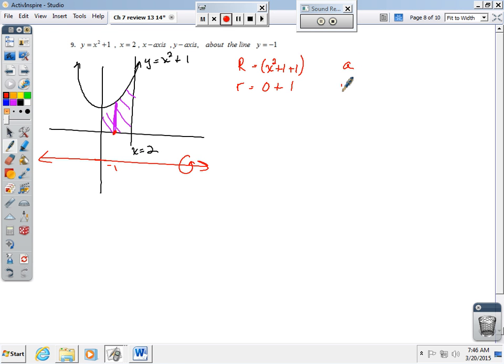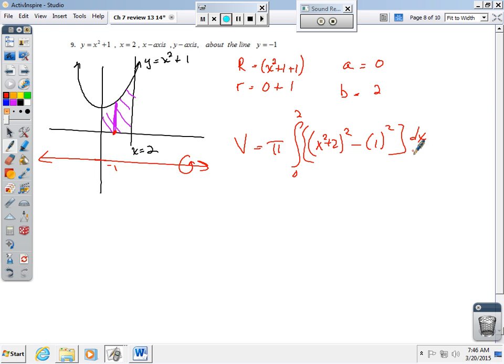Okay, and then my upper and lower bounds. So the area is going to go from 0 to 2. This one's kind of easy. It seems a little bit too easy. So the volume is going to be equal to pi integrate from 0 to 2 of the big radius squared minus the little radius squared dx.